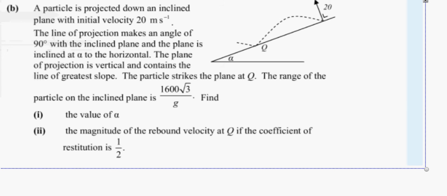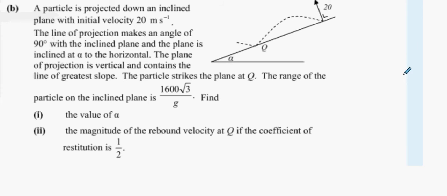A particle is projected down an inclined plane with initial velocity. Sorry, it's projected down. That's weird. It's projected down the inclined plane, but it's clearly shot upwards at 20. Okay, at a 90-degree angle. That means there's no x component. It's all y. So if you imagine that's your slope, you're getting thrown up at 20, but you're actually giving it nothing. There's nothing to the left.